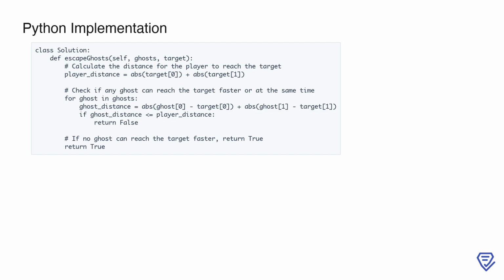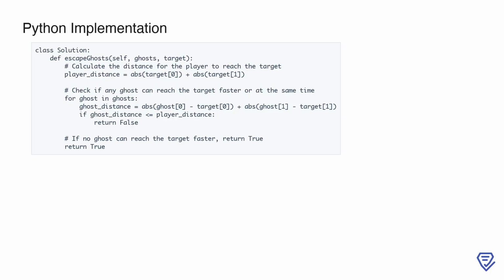The first step is to compute the distance the player needs to travel to the target. Starting at the origin, (0, 0), this distance is simply the sum of the absolute values of the target's x and y coordinates. This is stored in the variable player_distance. Next, we iterate over each ghost's position. For each ghost, we calculate its Manhattan distance to the target using the formula abs(ghost[0] - target[0]) plus abs(ghost[1] - target[1]).